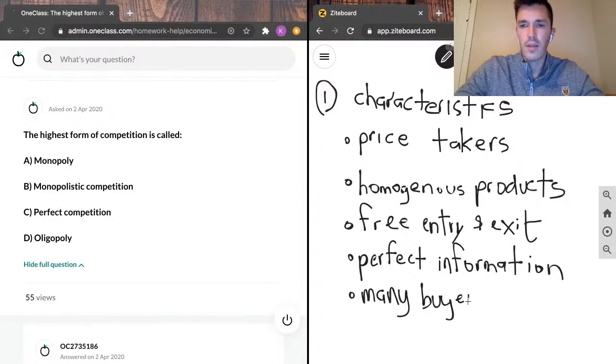Product is in demand, etc. So many buyers and sellers. And lastly, no transaction costs.